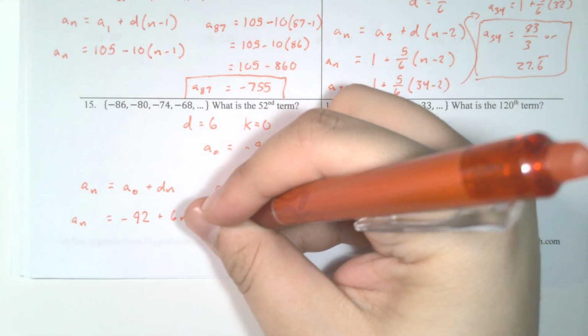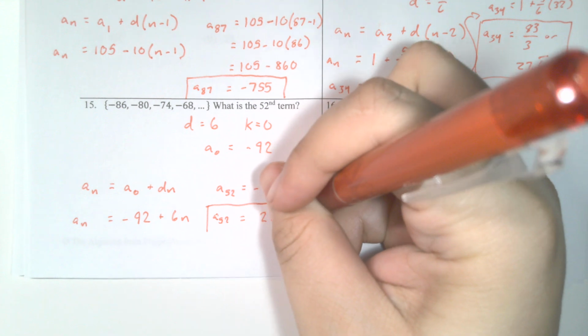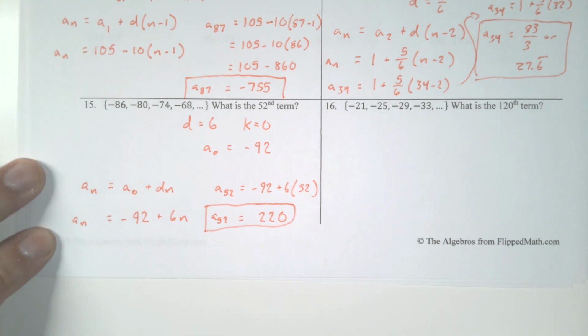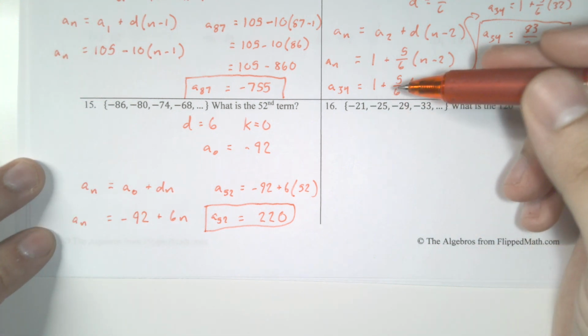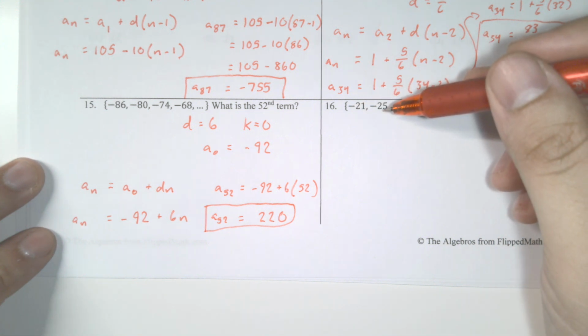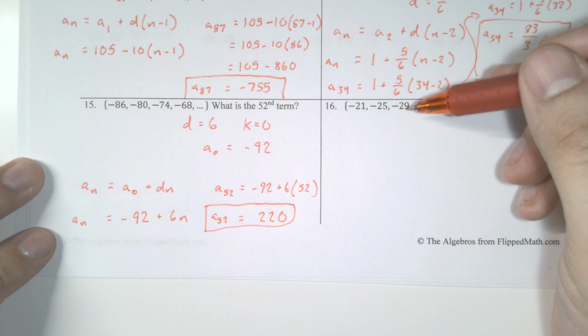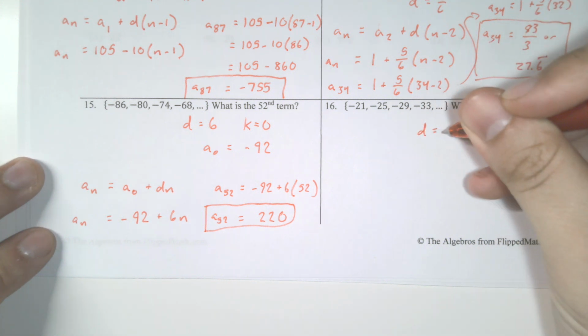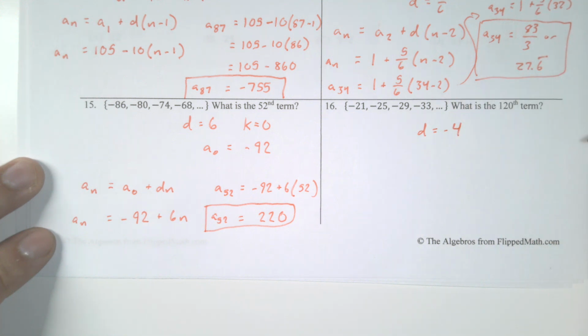So a sub 52 is equal to 520. Okay, what about number 16? We want to figure out the 120th term. Okay, let's see if we have an arithmetic sequence. Negative 21 minus 4 is negative 25. Minus 4 is negative 29. Minus 4 is negative 33. Our common difference is negative 4.